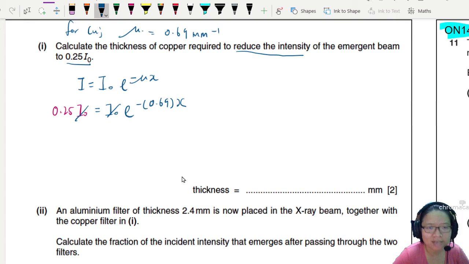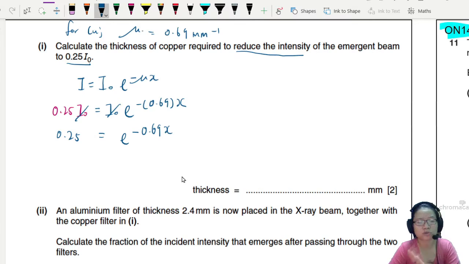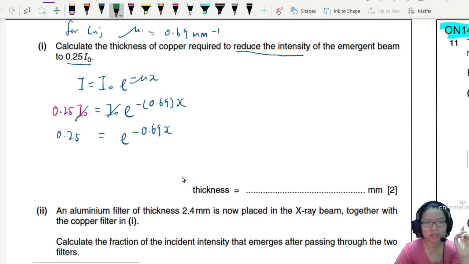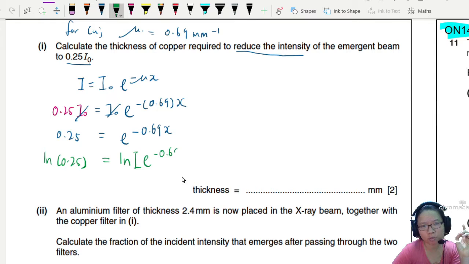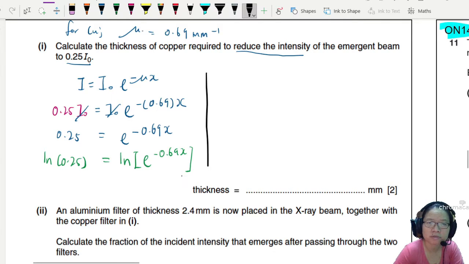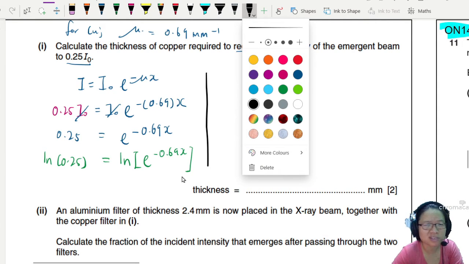I naught and I naught will cancel out. Okay, so I will have 0.25 is equal to e to the negative 0.69 X. What do we do when we want to solve an exponent? We take ln at both sides. So we have ln 0.25, and this will be equal to ln bracket e to the negative 0.69 X. Again, I'm doing this for the benefit of people who are not used to ln and exponents. If you are, feel free to skip some steps.